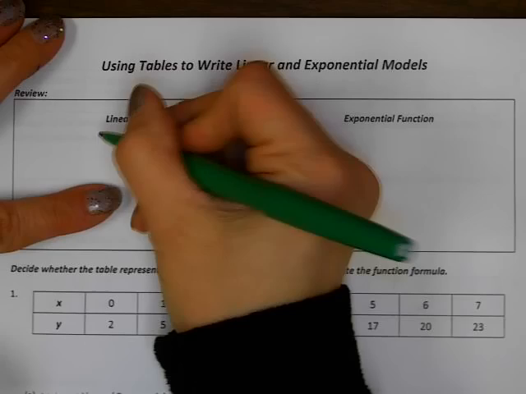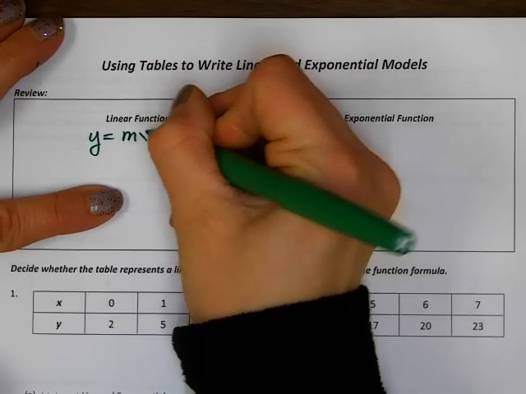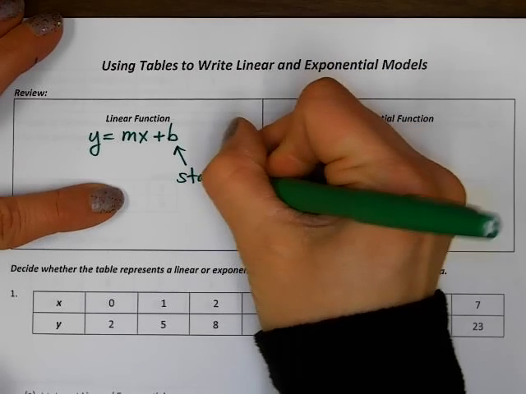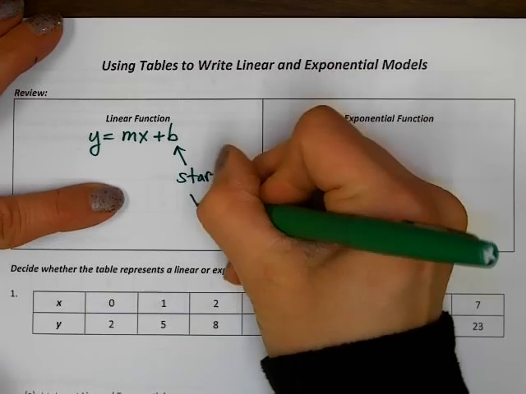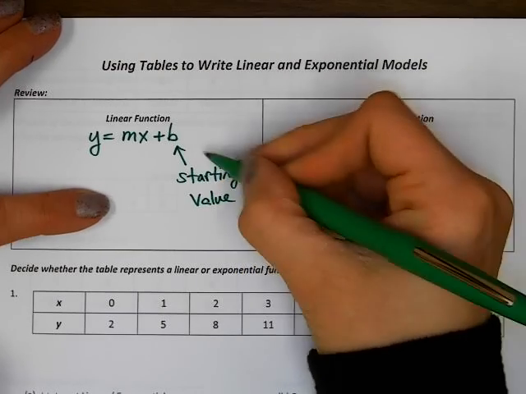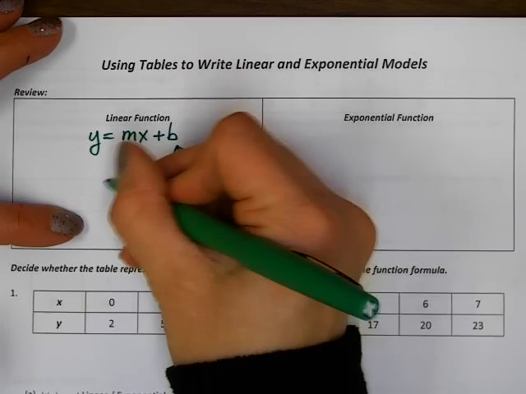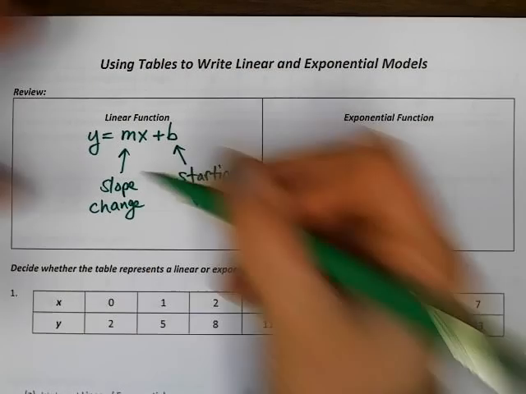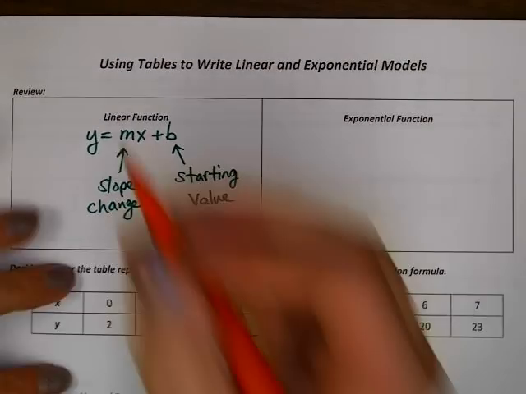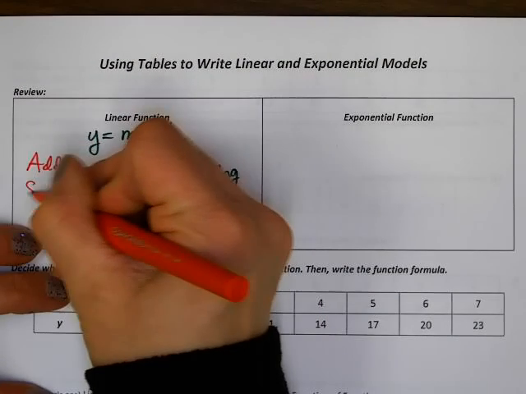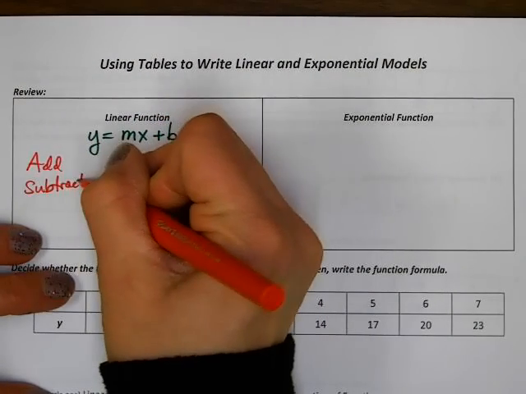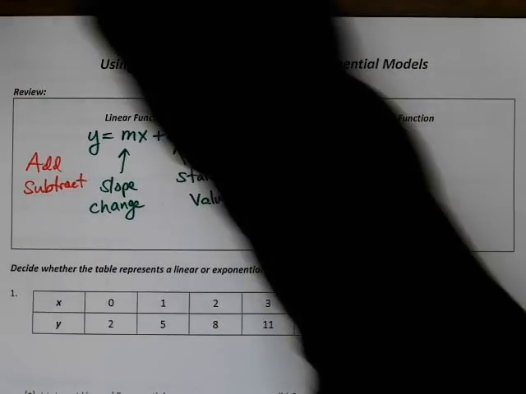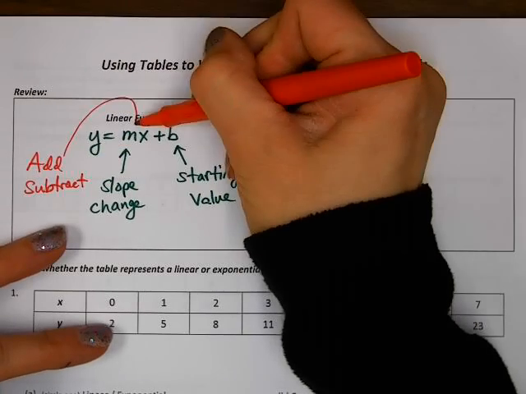Okay, remember, linear is y equals mx plus b. B is the starting value. That's your y-intercept. And then your m is your slope, or a lot of times with a story, it'll be the change. With linear, you're going to be seeing words that mean add or subtract, and then you know it's linear. You keep adding something, and then your add or subtract number, that's your change, goes into the m spot.